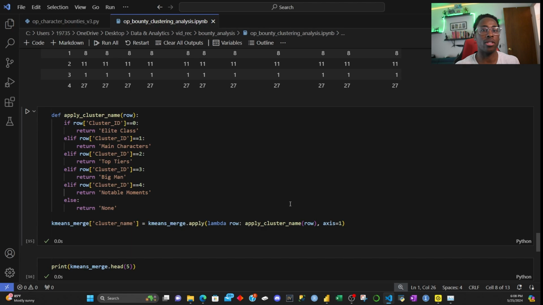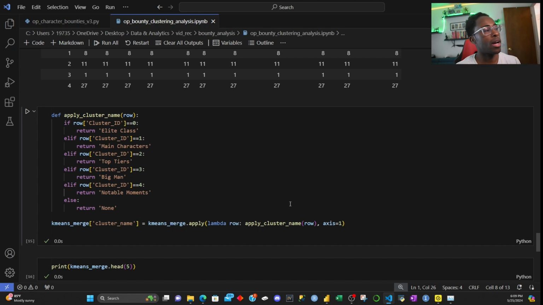The elite class will consist of characters with relatively high bounties and are pretty prominent figures in the story, but they're not exactly on that upper echelon of the most elite characters, and they don't all necessarily appear the most frequently as it relates to other characters like the main characters. Speaking of main characters, that's going to be group number 1. So when you think of main characters, I'm sure all the Straw Hats kind of come to mind. That's going to be group 1.